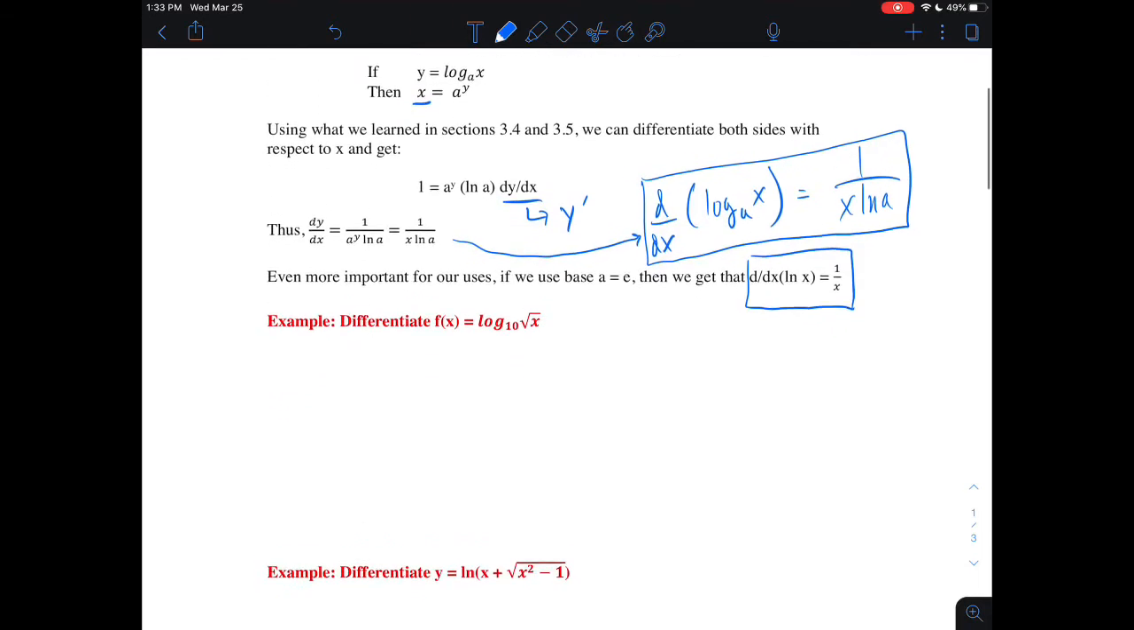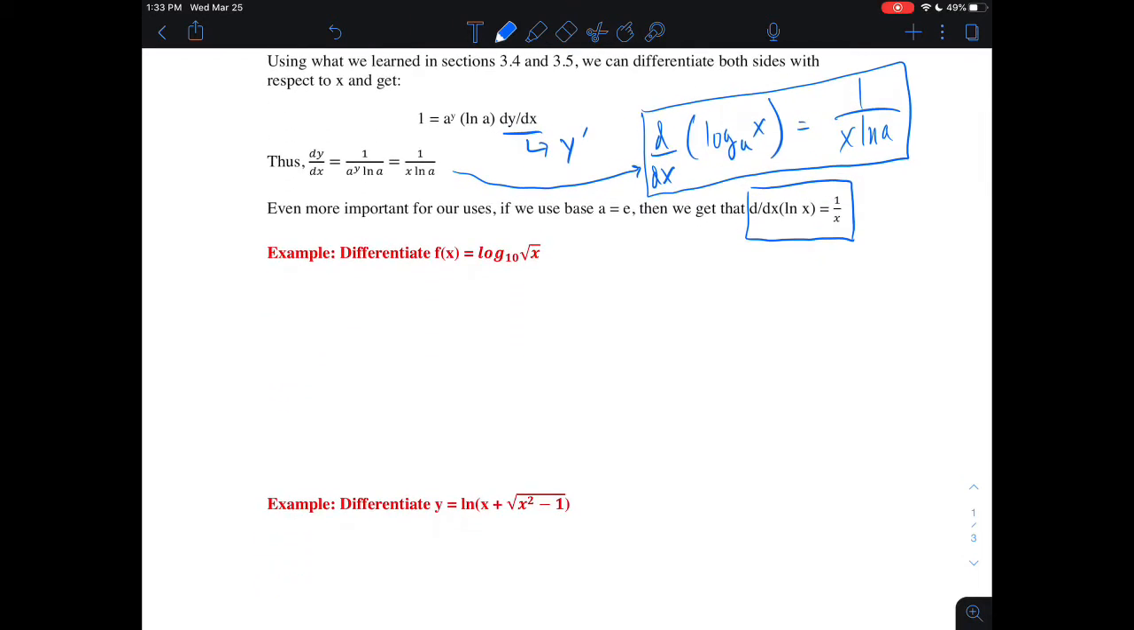Let's take a look at an example. Differentiate f of x equal to log base 10 of the square root of x. So here we are going to use the chain rule because we have the square root of x function inside of the logarithmic function. And then we're also going to have to use what we just discovered, that the derivative of log base a of x is 1 over x natural log of a. So here the base is 10.